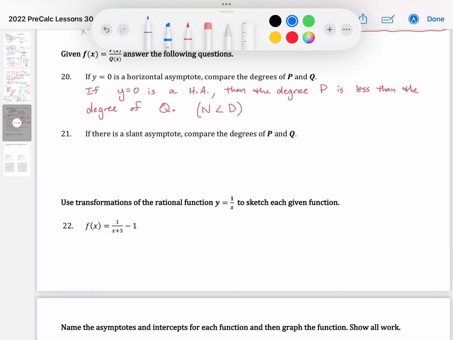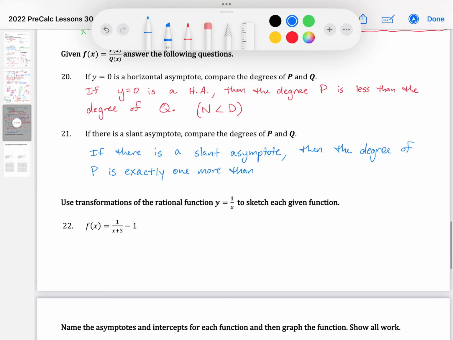21 says if there's a slant asymptote, compare the degrees of P and Q. So if there is a slant asymptote, then the degree of the numerator's function, which they're calling P, is exactly one more than the degree of the denominator, which is Q.